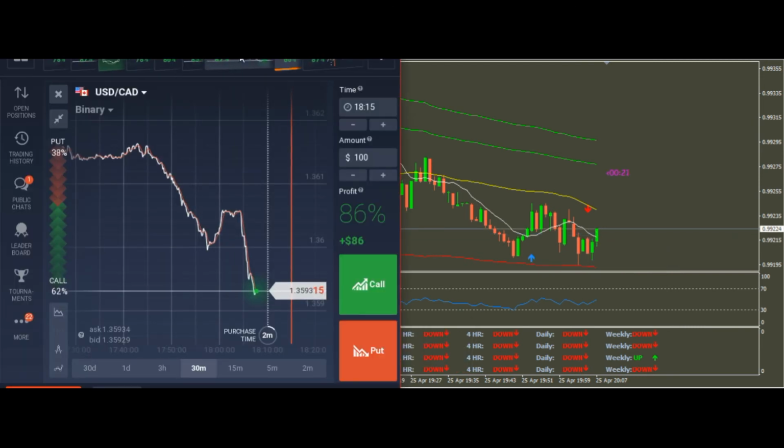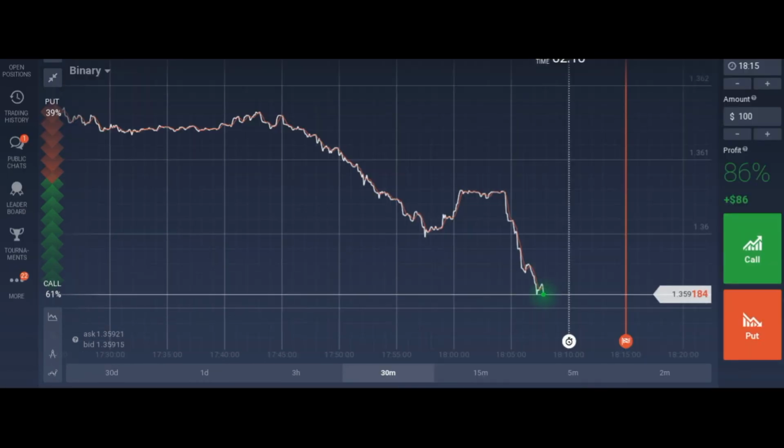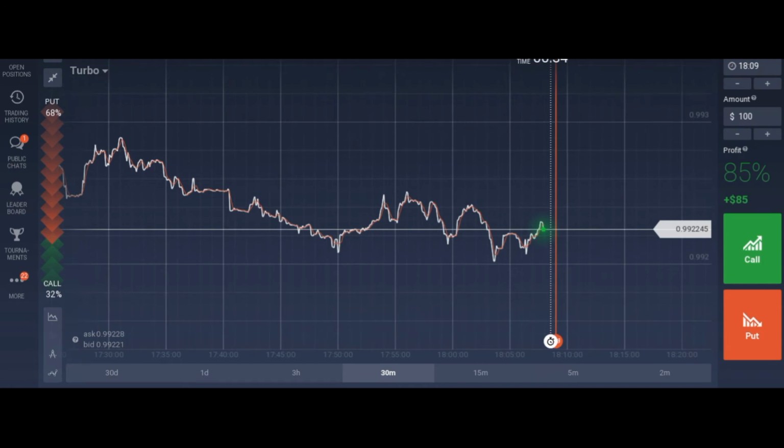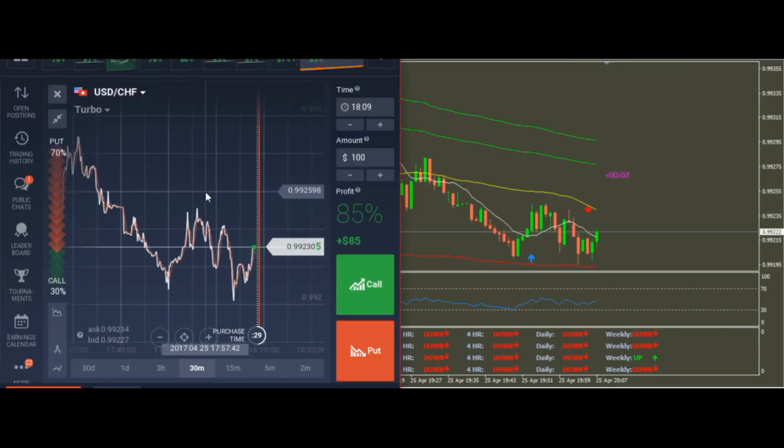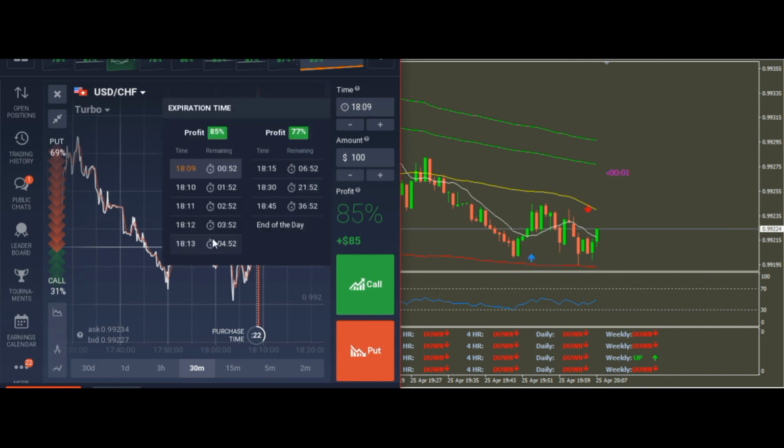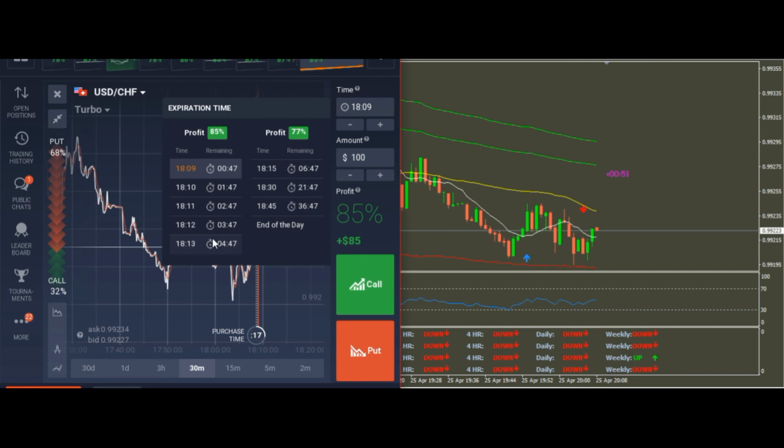What's this on the USD CHF? USD CHF, where's USD CHF? I haven't got it up. Okay, it looks like it's rising. I'll pause the video again and I'll wait for an arrow to appear.